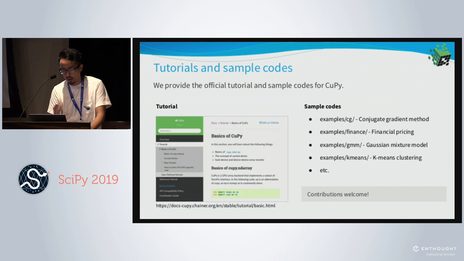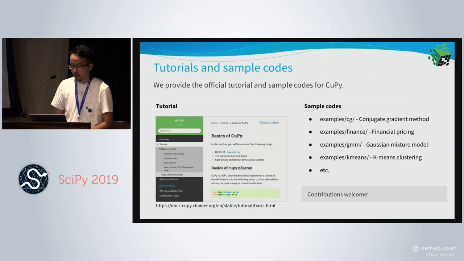Then we provide the official tutorial and sample code for CuPy. The left is a screenshot of CuPy's tutorial page, and on the right I list CuPy's sample code containing conjugate gradient method, financial pricing, Gaussian mixture model, k-means clustering, etc. Contributions for tutorials and sample codes are also welcome.